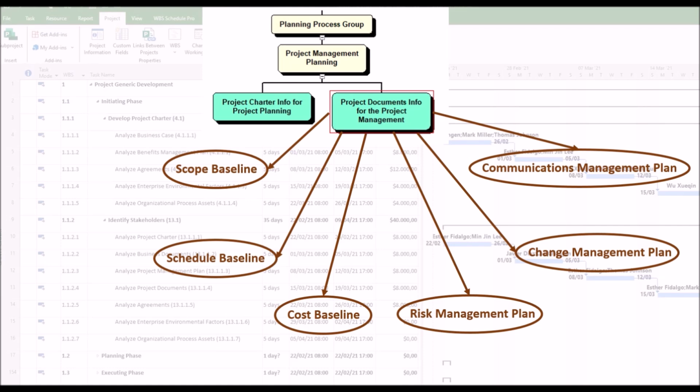In conclusion, the outputs from other processes input ensures the project management plan is not just a high-level document but a living, integrated roadmap that aligns all aspects of the project for successful execution and control. Without it, the plan would be incomplete, leading to misalignment, inefficiencies, and project failure.